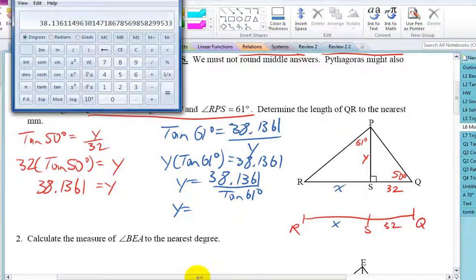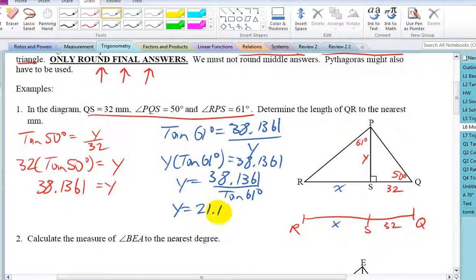So on my calculator, I take this number and I'm going to go divided by tan 61 and get 21.139. Everyone should have their calculator out and practice this, please. And so I can take that number, QR equals 21.13. Yeah, Amron? Sorry?